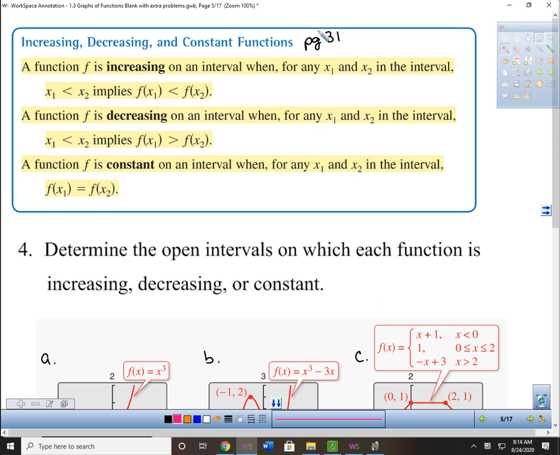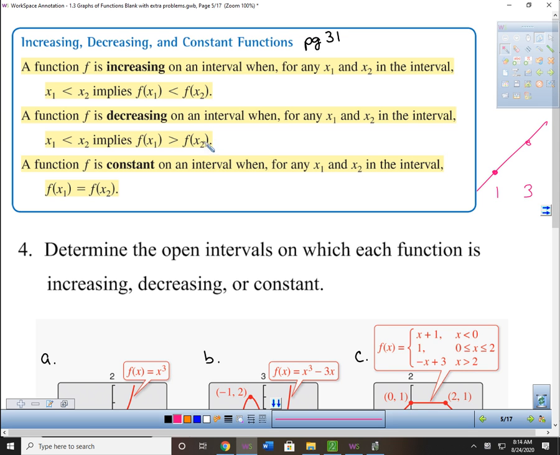All right. This is on page 31 in your book, but I stuck it in here in the notes. So we're talking about increasing, decreasing, and constant functions. A function f is increasing on an interval when, for any x1 and x2 in the interval, x1 is less than x2. So in other words, here I have 1, and here I have 3. When I plug in 1, I'm down here, right? When I plug in 3, I'm up here. This is obviously increasing, correct?